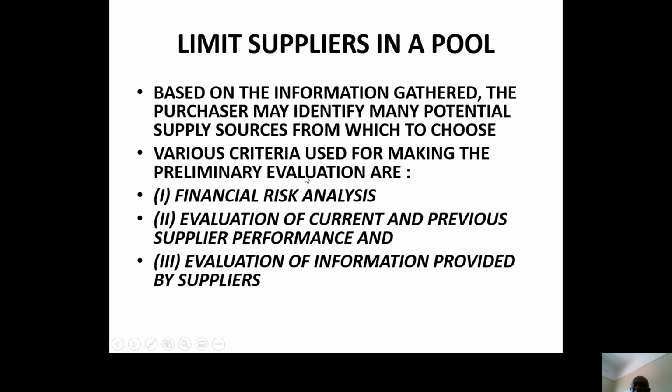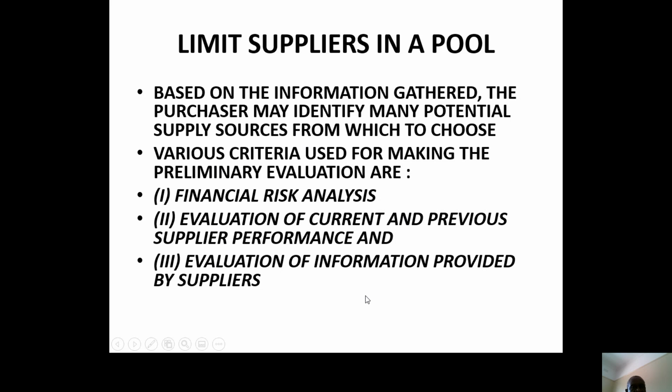Limit suppliers in the pool. Based on the information gathered, you have registered them. So you've got the information. The purchaser may identify many potential suppliers from which to choose. Various criteria used for making the preliminary evaluations are financial risk analysis, evaluation of current and previous supplier performance. Do they have a history? And is that history attractive? Do you agree with that? Evaluation of information provided by the supplier.